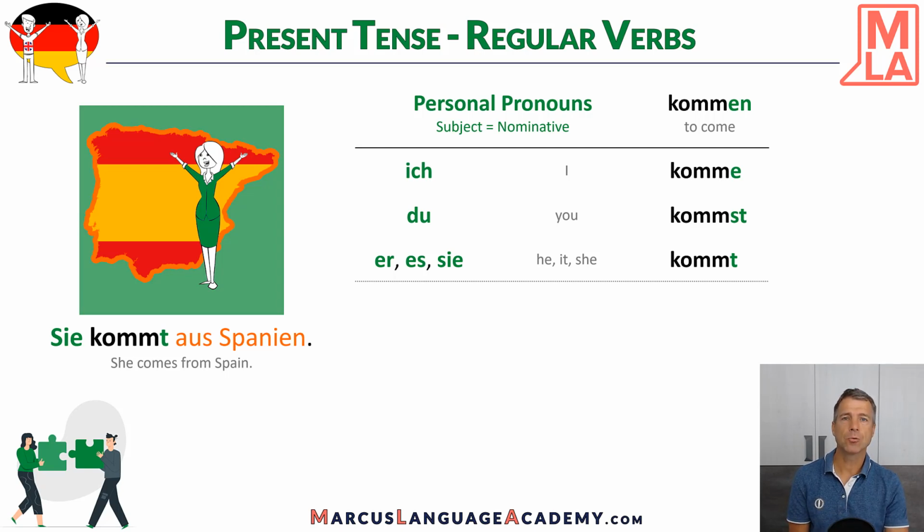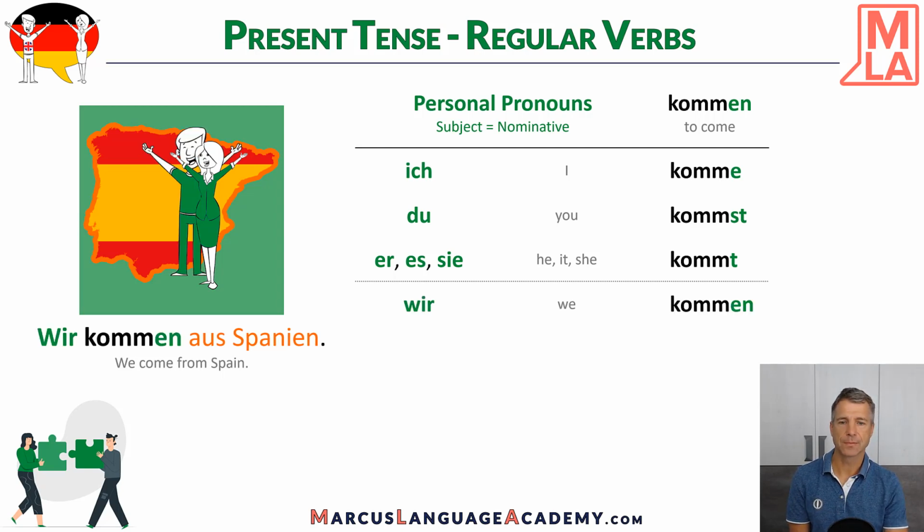So let's see now what's going on in plural. In plural, we say wir. Wir kommen aus Spanien. We come from Spain. Here it's like the infinitive with the en. So remember, wir, it's like the infinitive. Wir kommen.